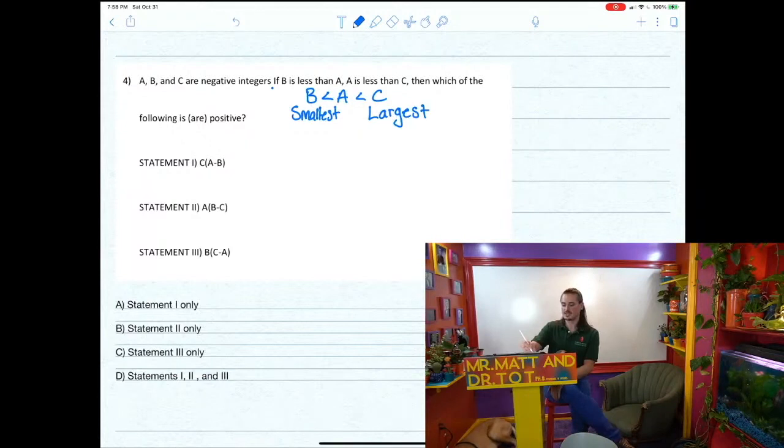So let's say that B is equal to -3. Let's say that A is equal to -2. And let's say that C is equal to -1.